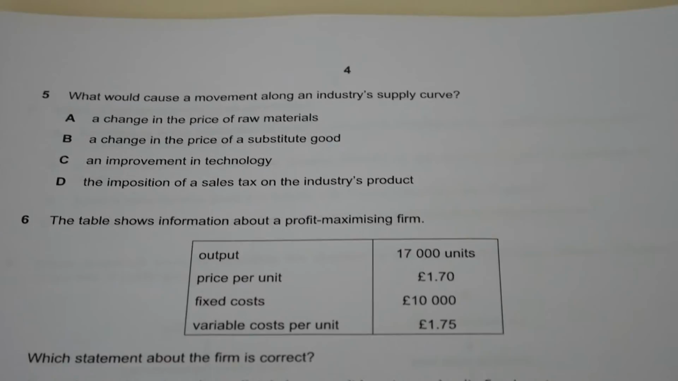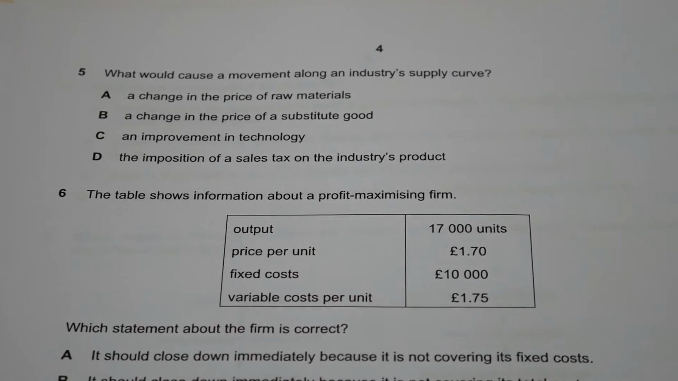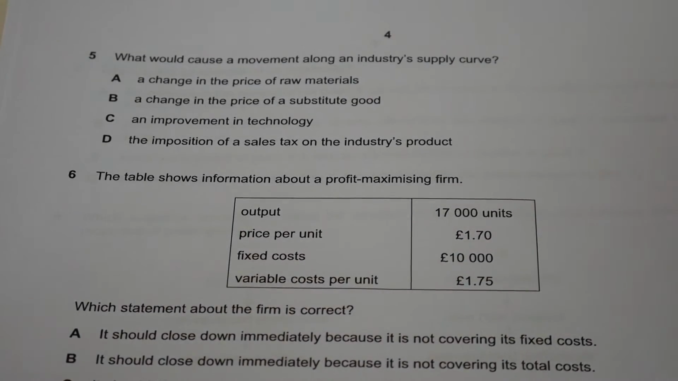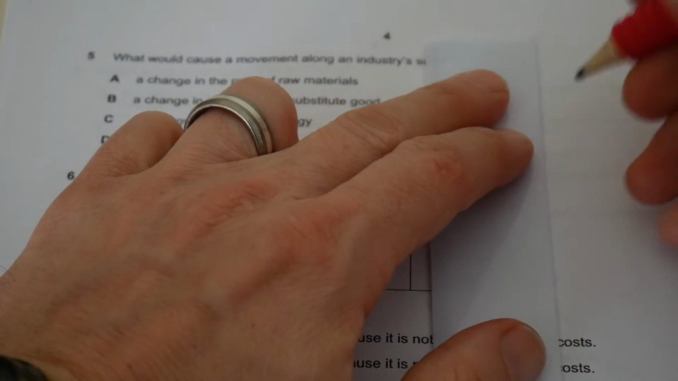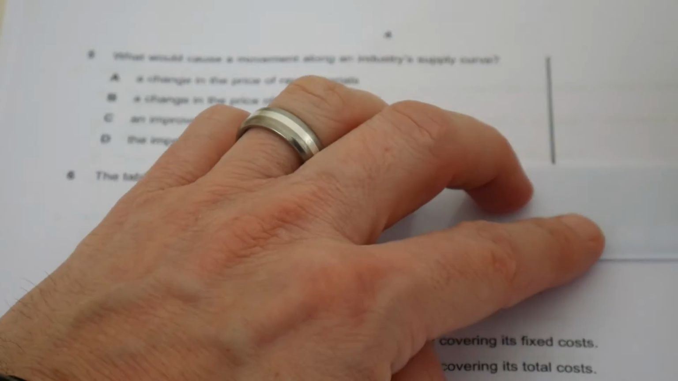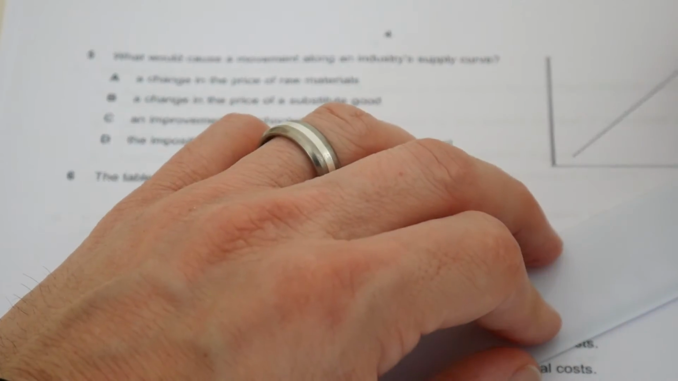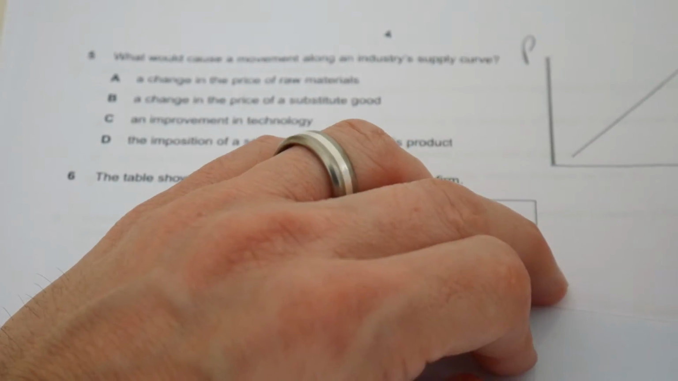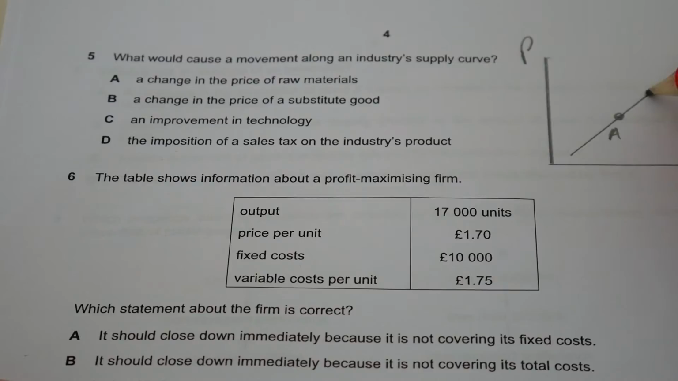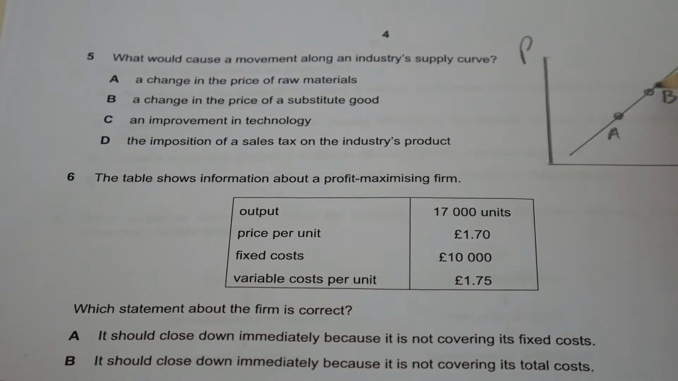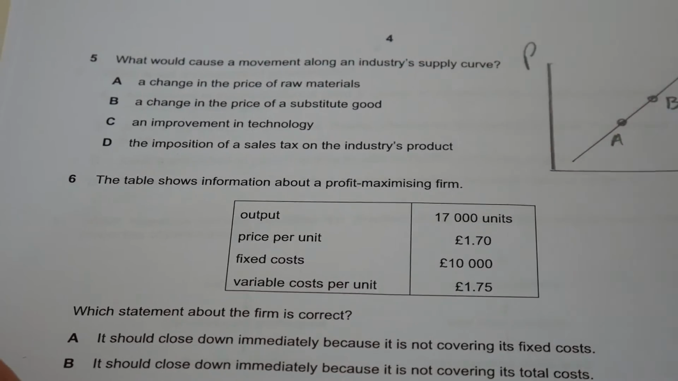So question 5. What would cause a movement along an industry supply curve? Okay, so in thinking about this, we've got a movement along. It doesn't say a shift, it says a movement along. So just think about the nature of the supply curve, where it looks something along these lines. We're simply dealing with a movement from, say, point A to point B, or alternatively from point B back to point A.